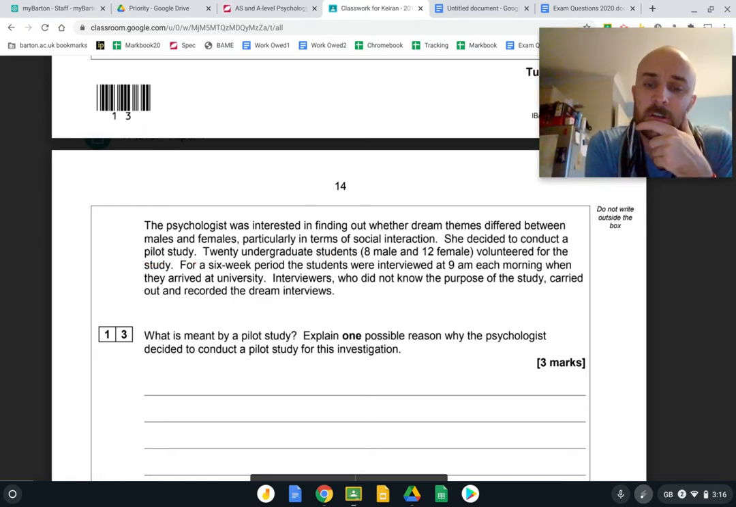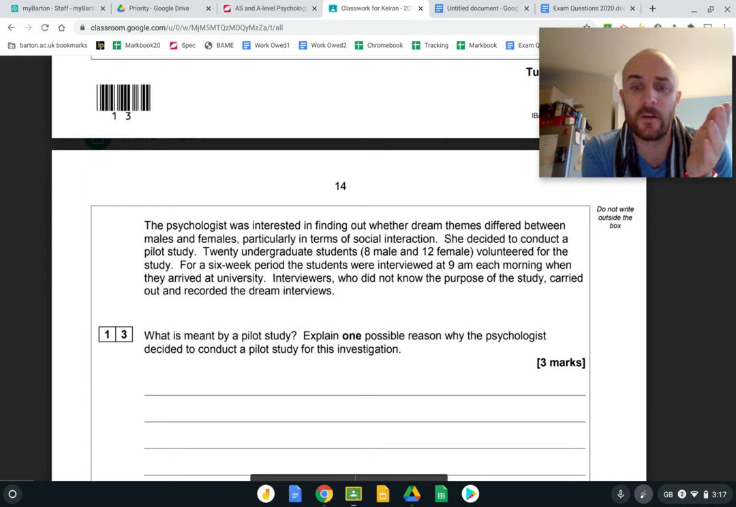20 undergraduate students, 8 male and 12 female. Now, again, I can't actually remember this, but that to me would suggest maybe stratified sampling. Uneven groups of people would suggest that they're going to ask a question about stratified sampling. I need to double check to see if they've done this, because it's going to annoy me if I got it wrong. And they volunteered as well, so they might ask that.